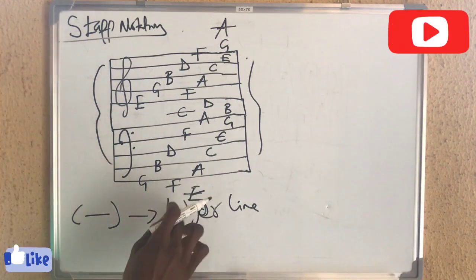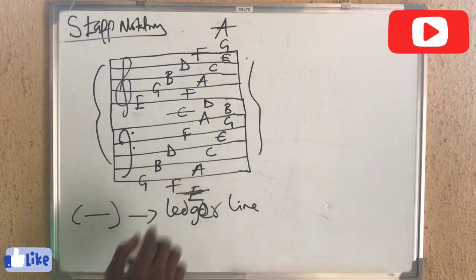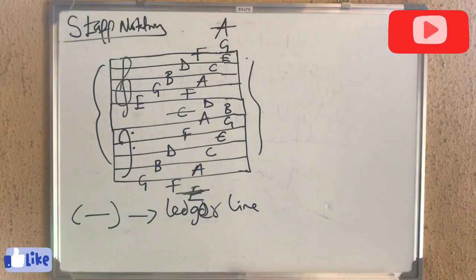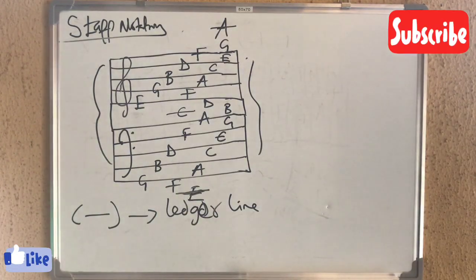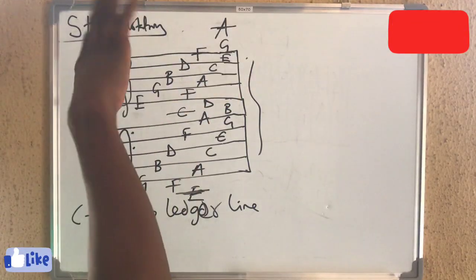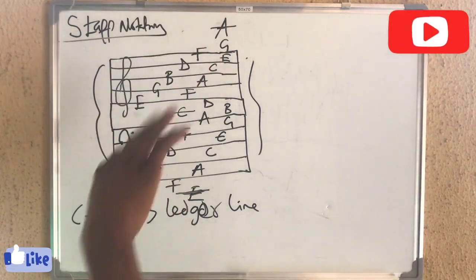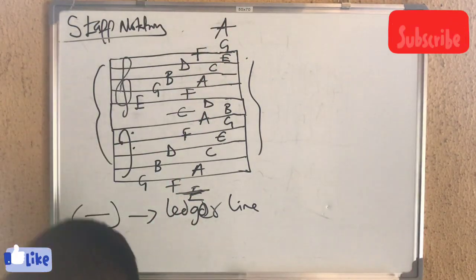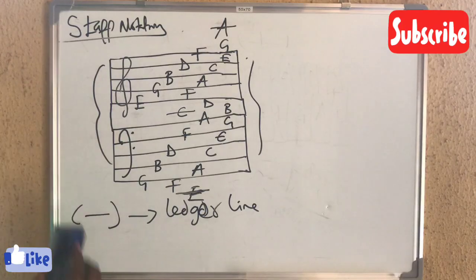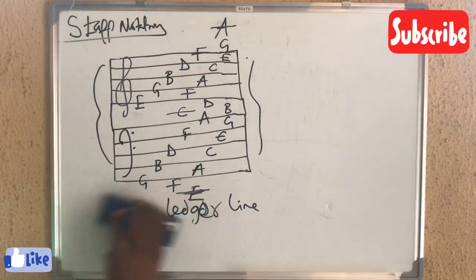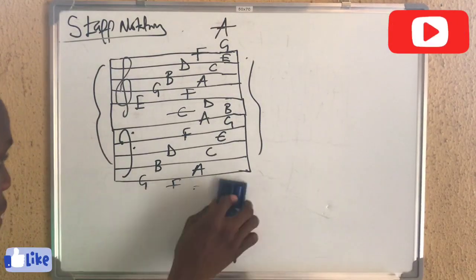So the first ledger line beneath the staff is E. Then the first ledger line above the treble clef, or above the stave, is A. So having known all this, this will move us to the staff notation proper.